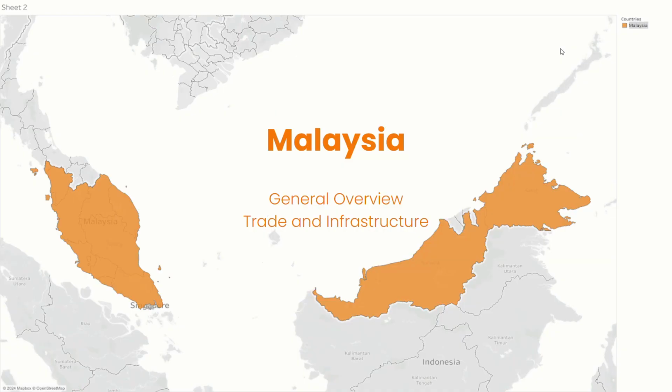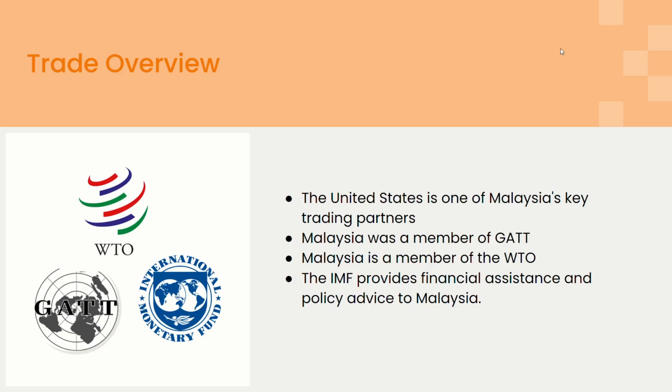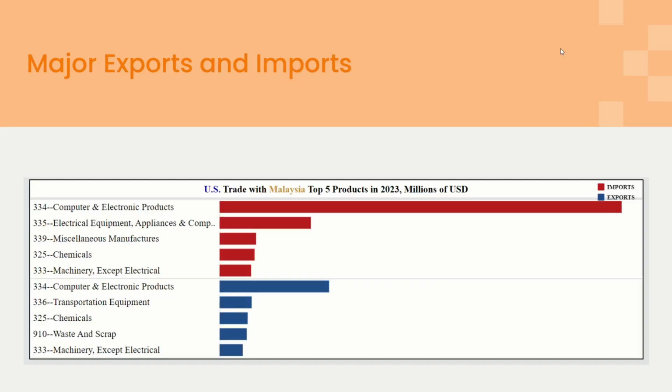Next, I will explain Malaysia. The United States is one of Malaysia's key trading partners, and Malaysia is also a member of GATT and WTO, and the International Monetary Fund provides financial assistance to Malaysia. Next are the major exports and imports of Malaysia with the US. In red are the imports and in blue the exports. The major ones are computers, electronic products, miscellaneous manufacturers, electrical equipment, chemicals, waste, scrap and machinery.